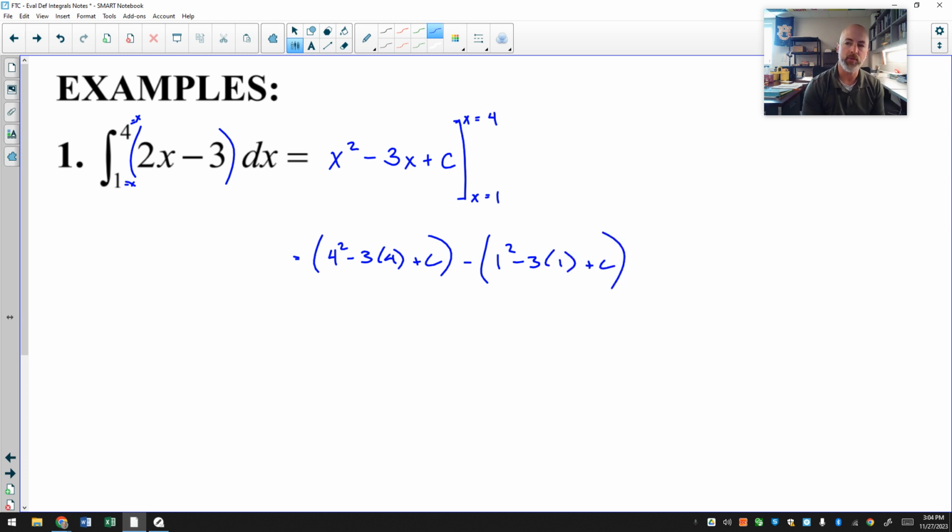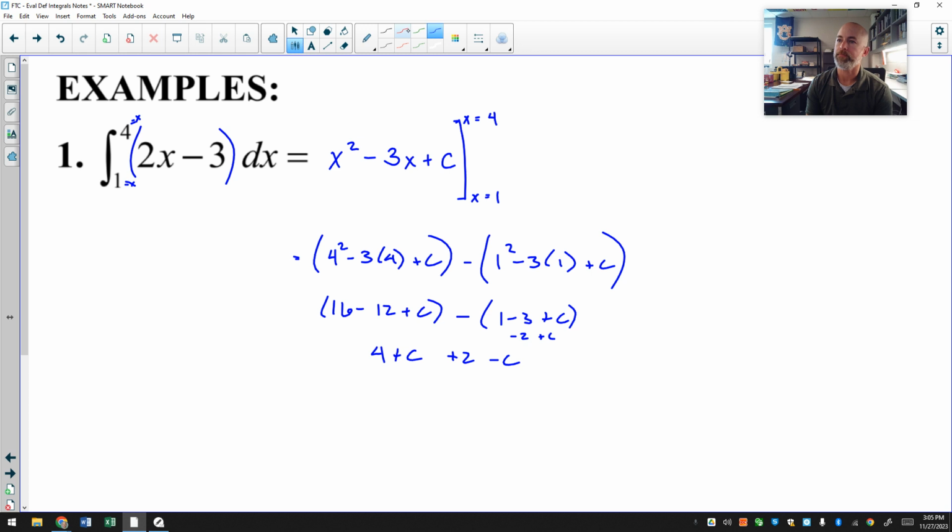And after that, we have a lot of arithmetic to clean this up. So that's 4 squared, that's 16, minus 3 times 4 plus c, minus the quantity of 1 squared minus 3 times 1 plus c. And if we keep cleaning that up, 16 minus 12 is 4 plus c minus, and this 1 minus 3, that's negative 2 plus c. So minus a negative 2 will be plus 2 minus c.